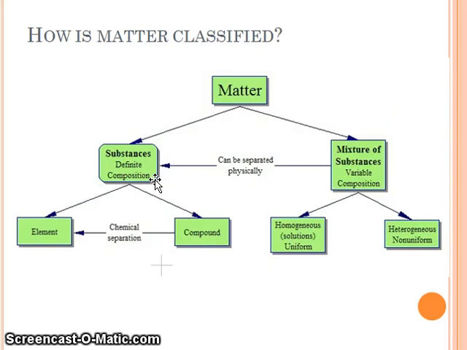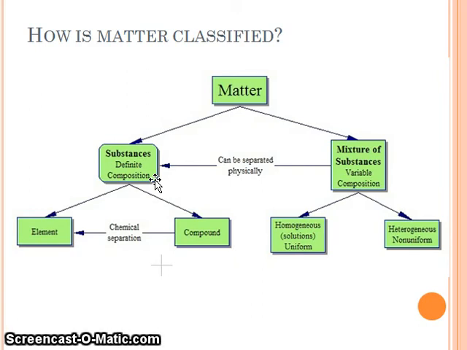Now, scientists like to classify things. They like to take things and sort them and put them into piles. Same thing with all of matter. Everything in the universe that is matter, we can sort. Matter includes two main areas. We have substances with a definite composition, and we have mixtures of substances.